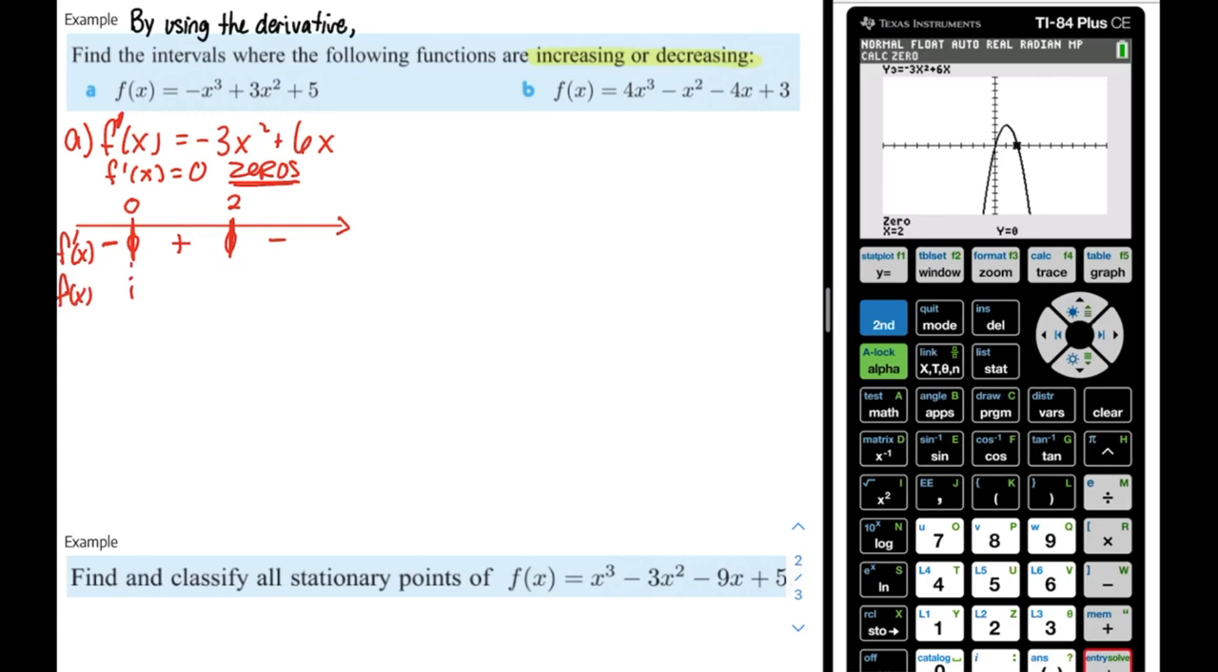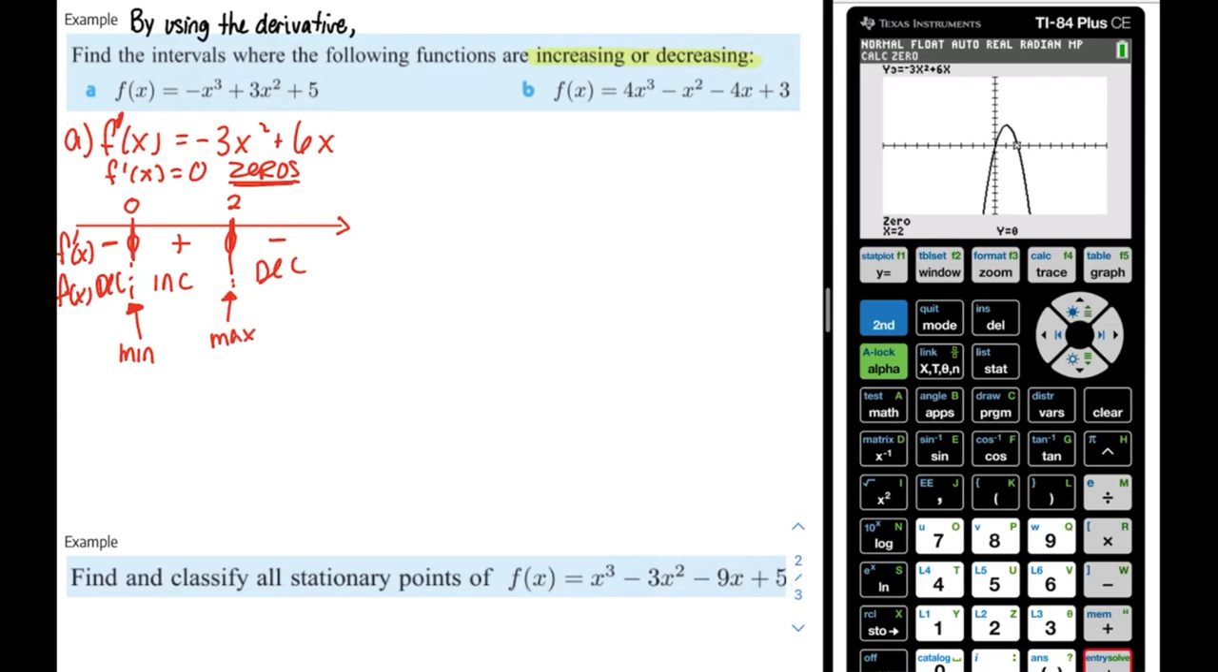Therefore, this tells me that my function will be decreasing before 0, increasing between 0 and 2, and then decreasing again. Since I'm decreasing and then increasing, this is going to be a minimum point at 0. And then for 2, I'm going to be increasing and then decreasing. Therefore, I'm going to have a maximum point at 2.